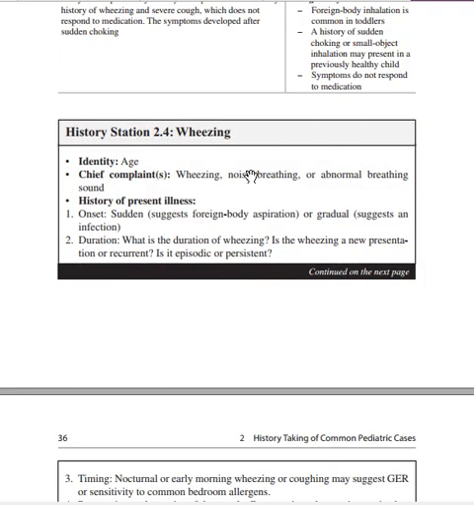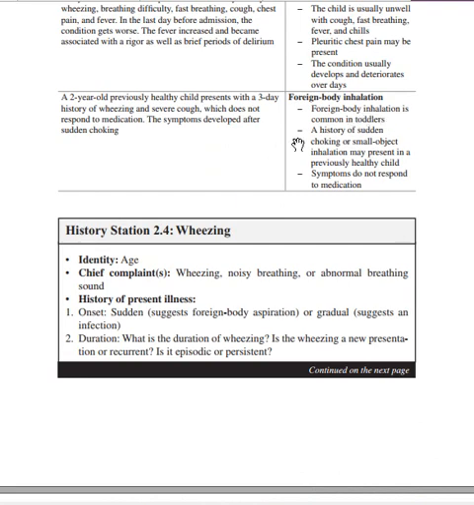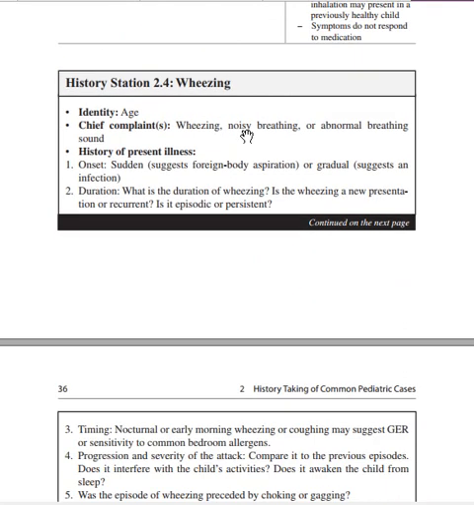Are you getting? And it's much more common in toddlers. You have a history of sudden choking with small object inhalation, which may be present in a healthy child. The symptoms do not respond to medication.